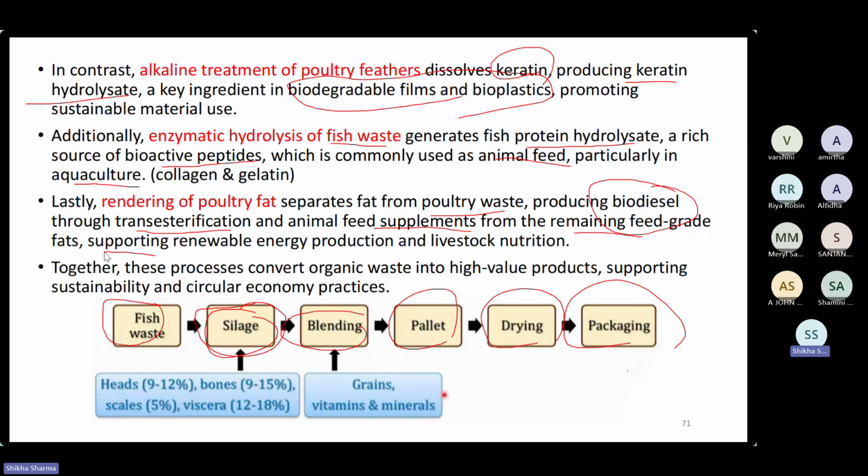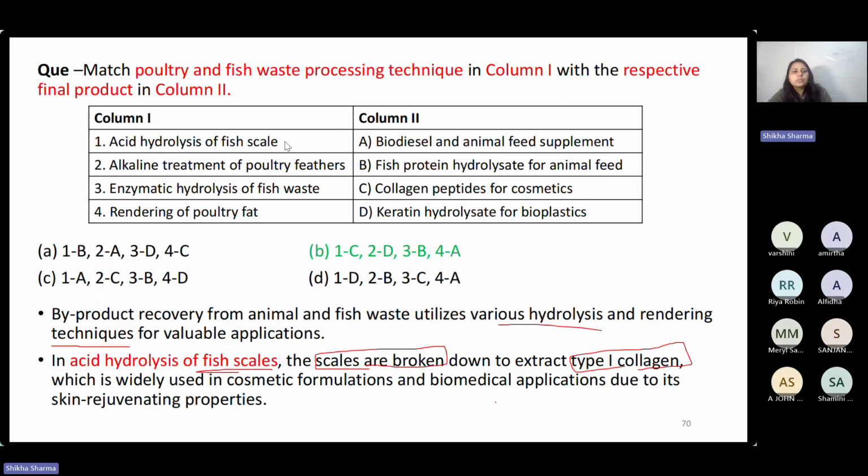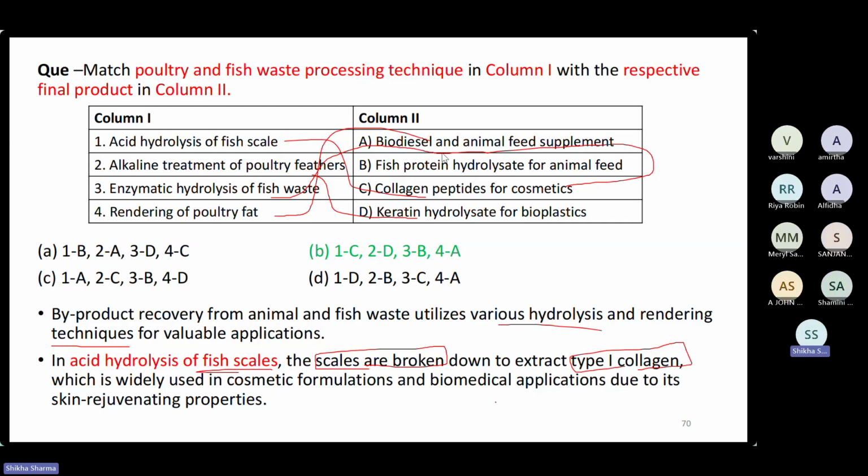So these products are converted from organic waste into high-value compounds so that the circular economy concept can be promoted and sustainable practices can be followed. So first, acid hydrolysis of fish scale is related to collagen peptide for cosmetics. Then alkaline treatment of poultry feathers is related to keratin hydrolysates for bioplastics. Then enzymatic hydrolysis of fish waste is related to fish protein hydrolysate for animal feed, and rendering of the poultry fat is related to biodiesel and animal feed supplements.